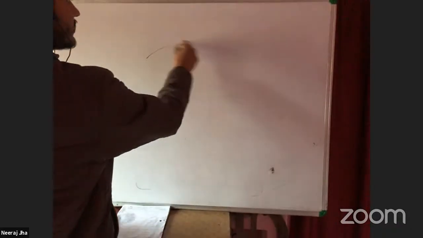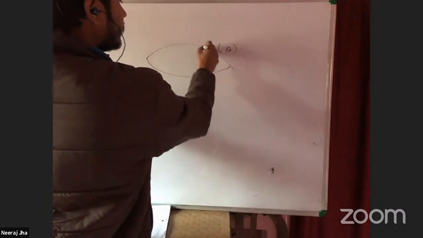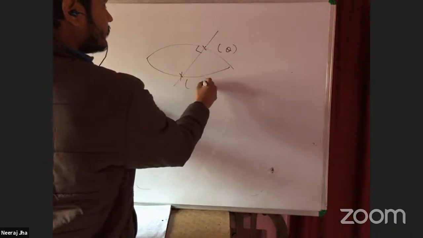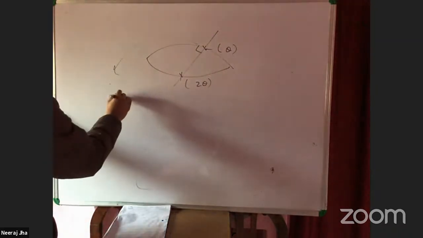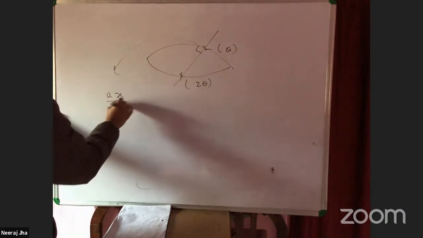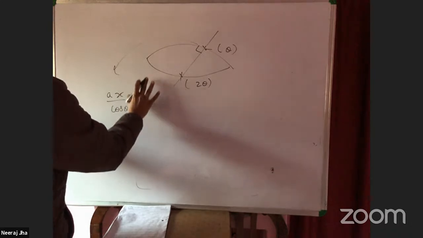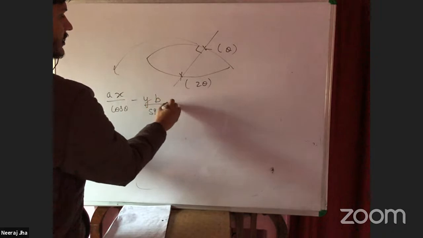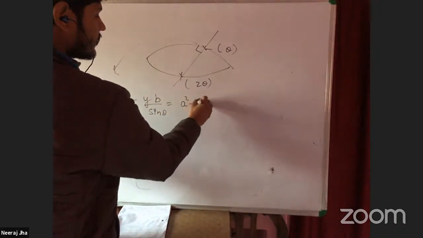So this is an ellipse. At some point theta you are getting a normal that is intersecting it again at a point 2 theta. So let us write the equation of this normal. It is x into a upon cos theta minus y into b upon sin theta is equal to a square minus b square.